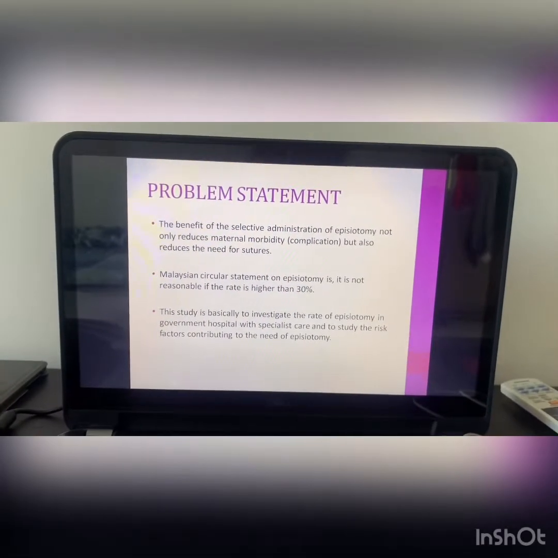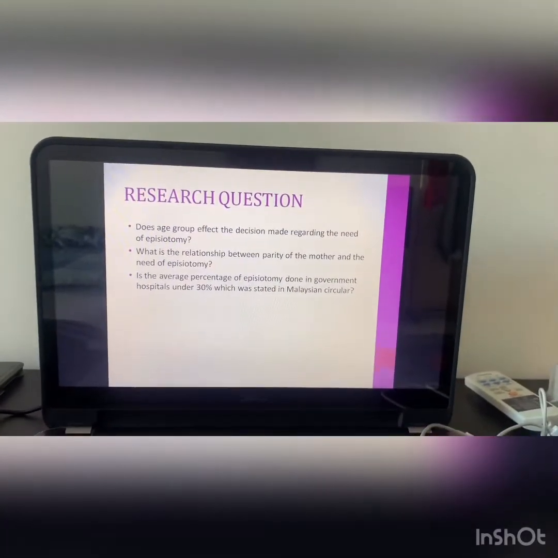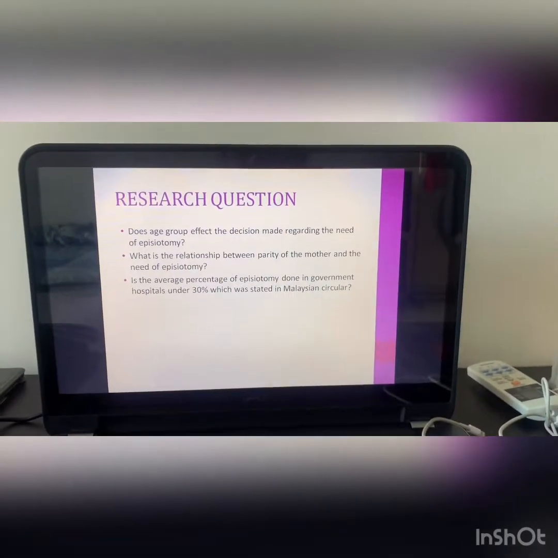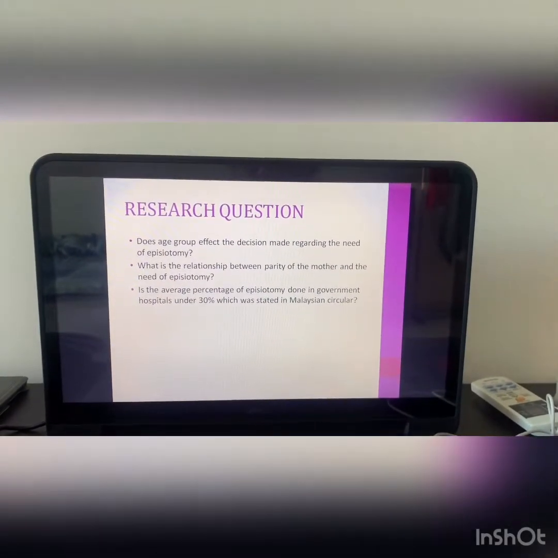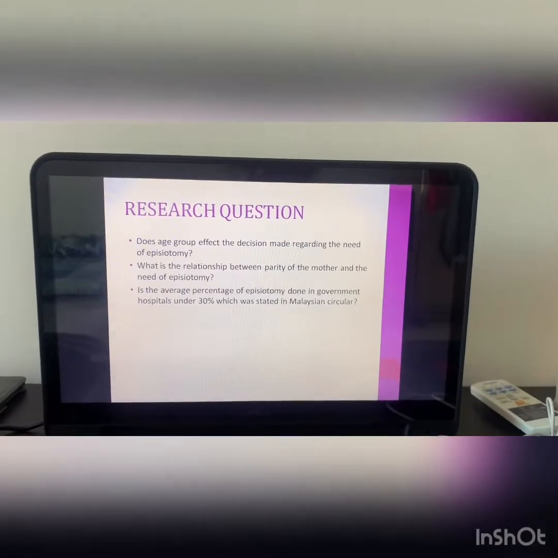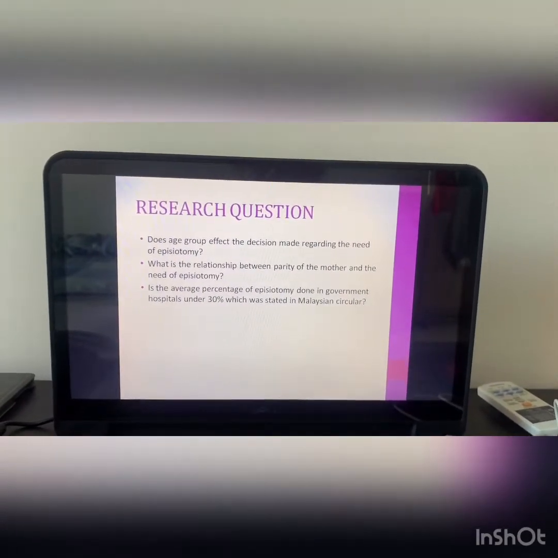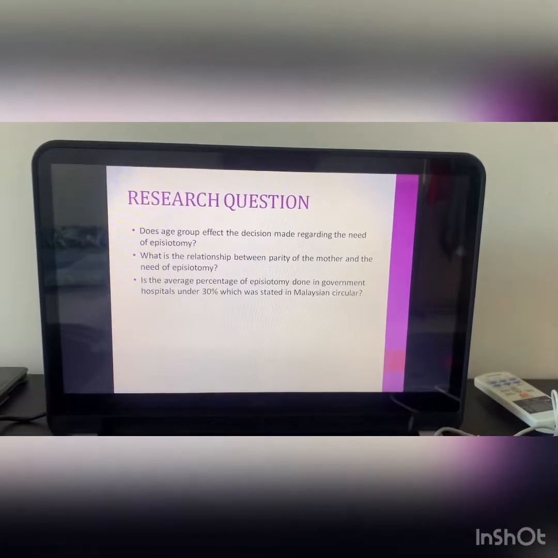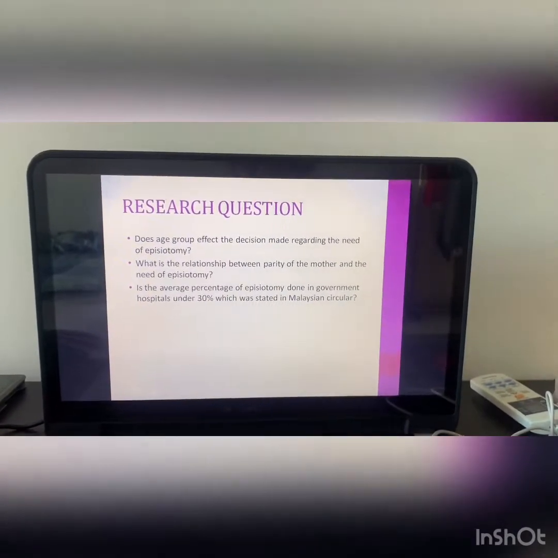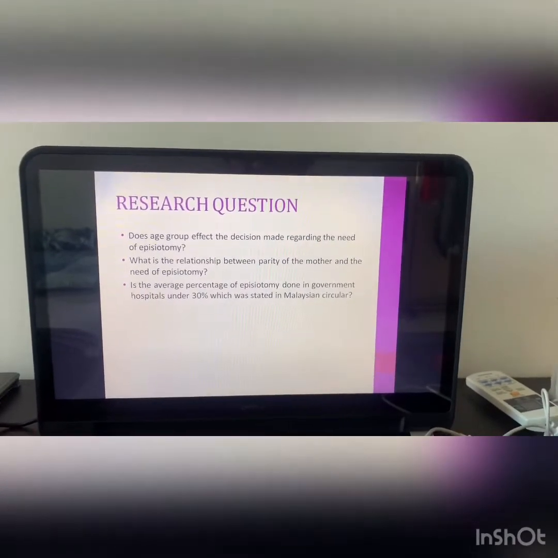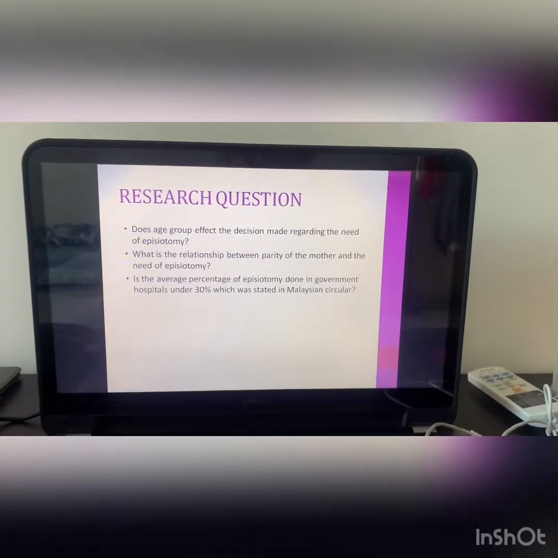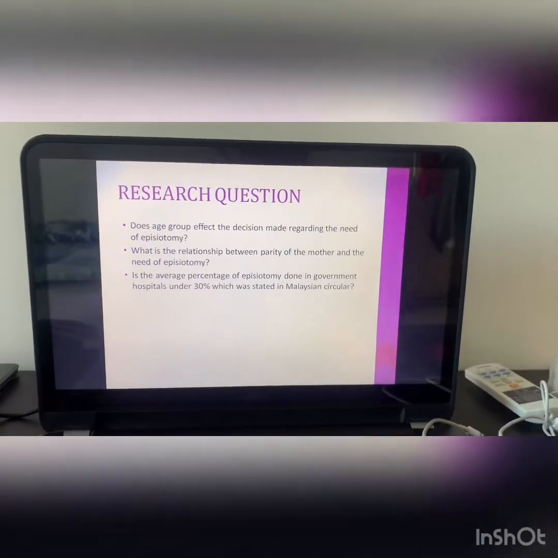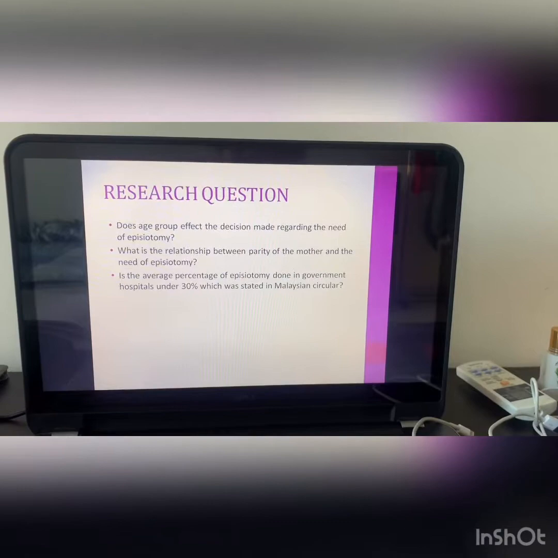There are 3 research questions that we'll be discussing in this project. The first one is, does age group affect the decision made regarding the need of episiotomy? What is the relationship between parity of the mother, parity as in the number of children carried by the mother, and the need of episiotomy? The average percentage of episiotomy done in government hospitals is under 30%, which was stated in the Malaysian circular.